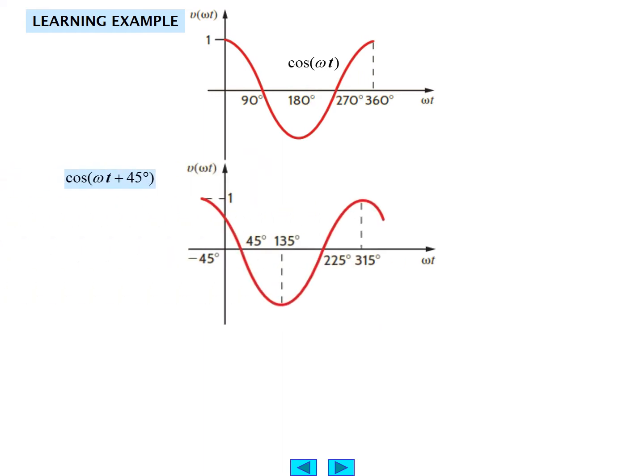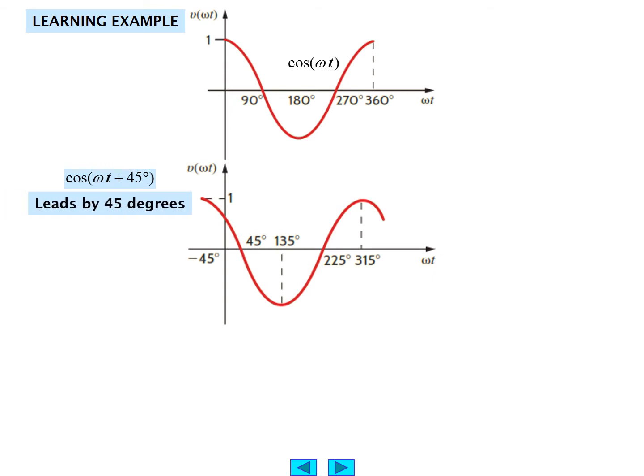Let's take a look at this learning example. We have an original sinusoid with a peak amplitude of 1. This happens to be a cosine wave because it starts off with a peak amplitude of 1 at omega t equals 0. Then we have another sinusoid, which is omega t plus 45 degrees, and we see the phase shift in this representation here. Notice that the zero crossing occurs at 45 degrees, and the peak amplitude occurs at 135 degrees, if you will, instead of 180. So this is a shifted cosine wave.